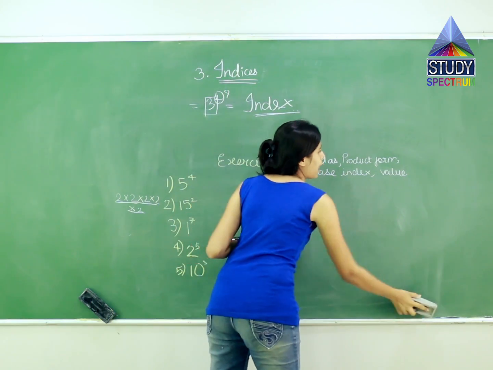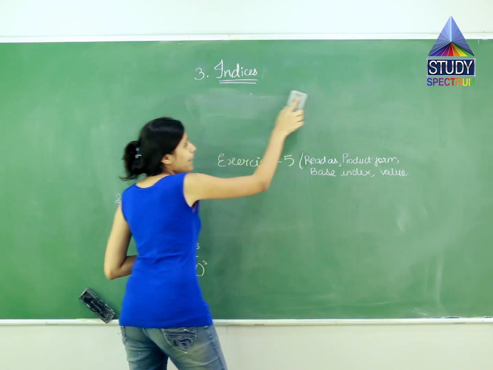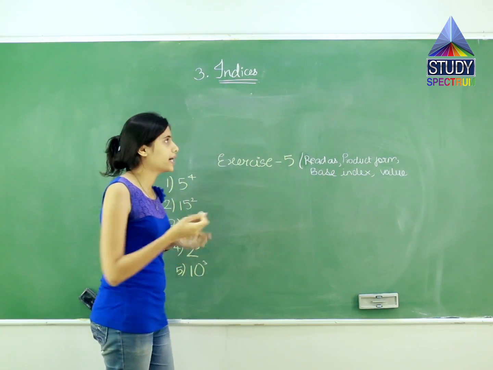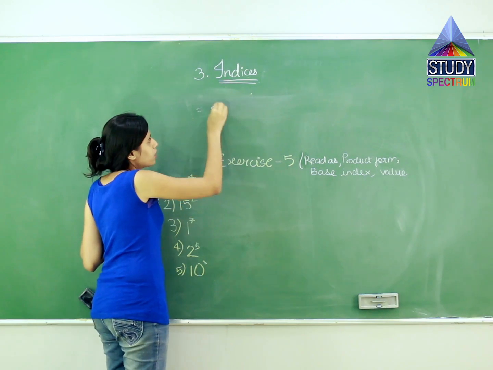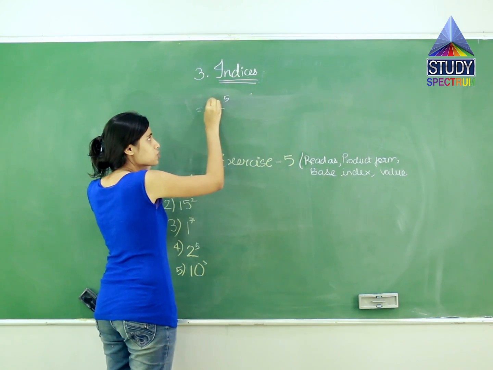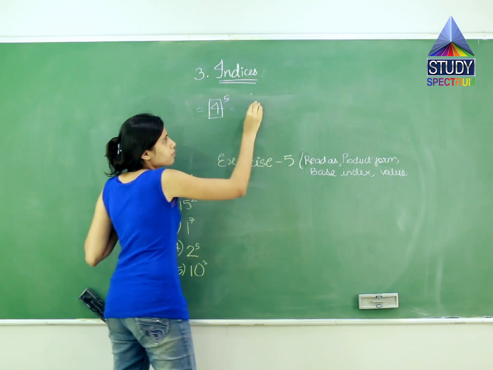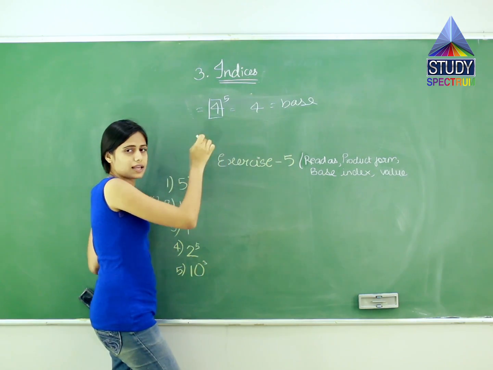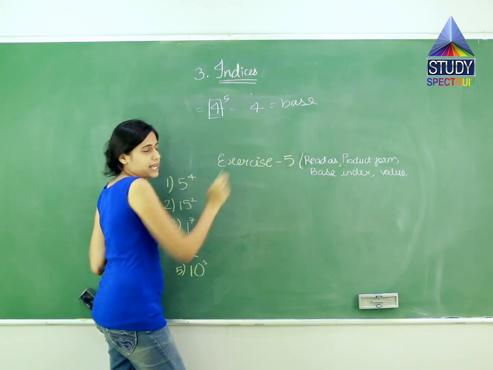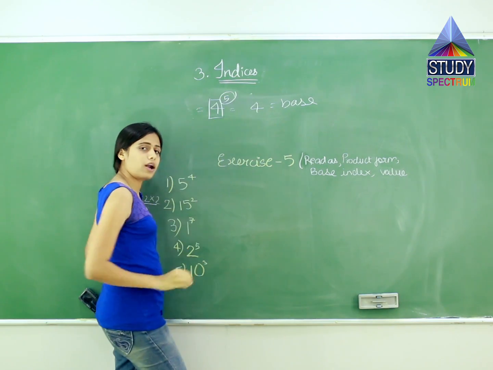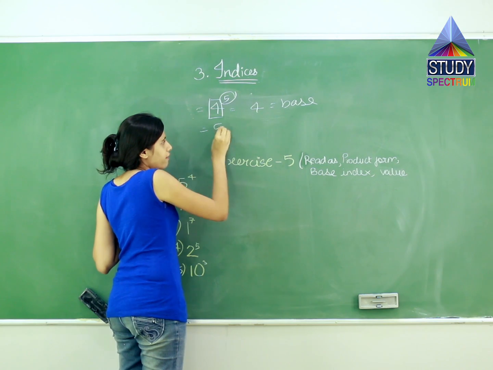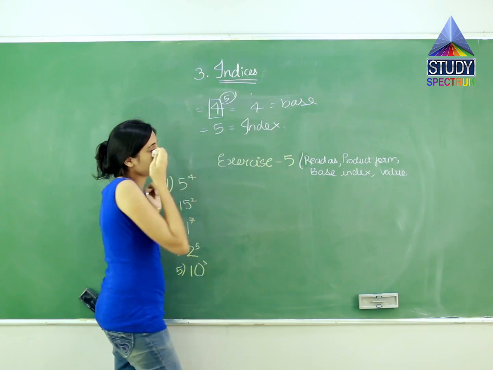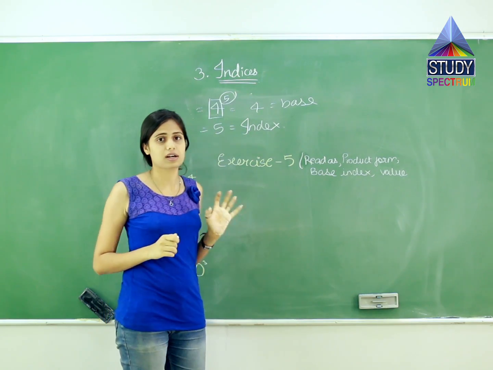Now let us understand what is index. Can index be only in the form of square, which is 2? The answer is no. It can be any form, like 4 raised to 5. This is called what? 4 is the base. The number in the bigger size and at the bottom is called the base, and the number above it is called the index. Over here 5 is the index. So this is what indices consist of.